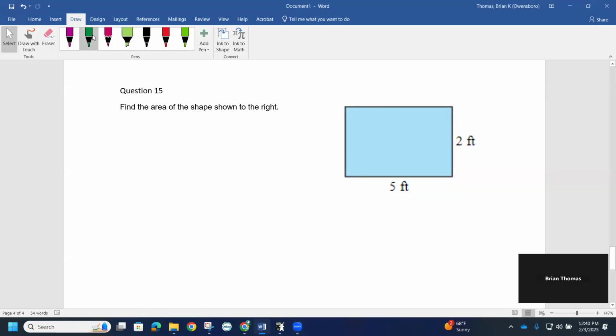So question 15, working with geometry, says find the area of the shape shown to our right. So the shape we have to the right is called a rectangle. Now, area by definition is how many squares are inside the rectangle.